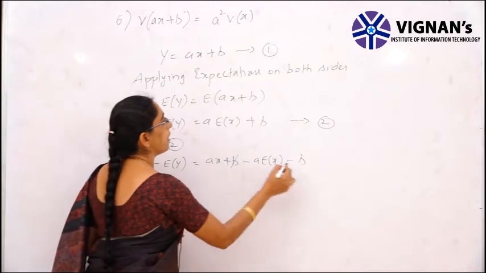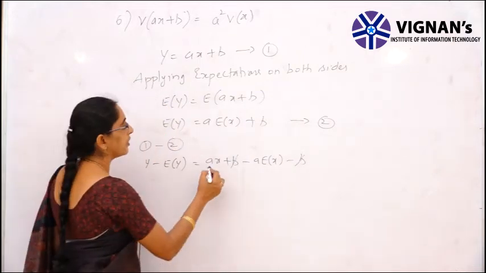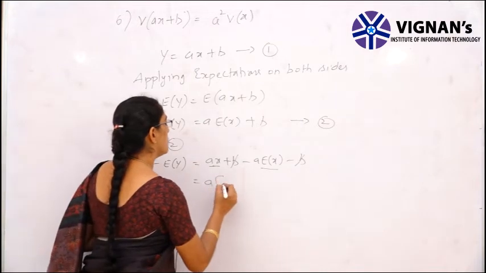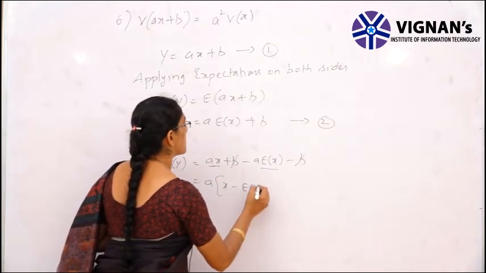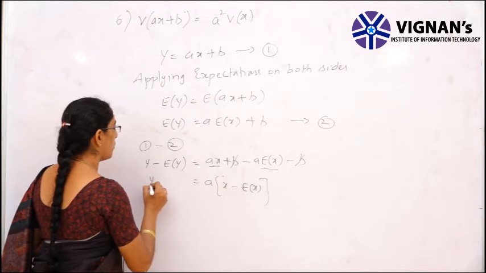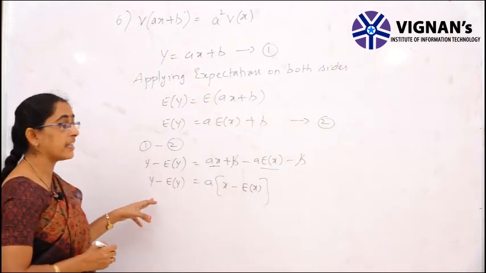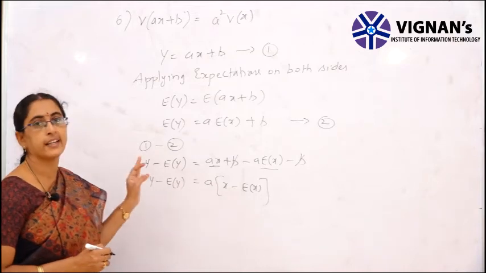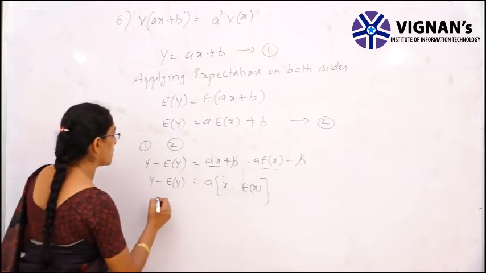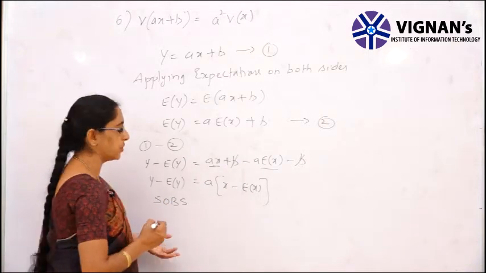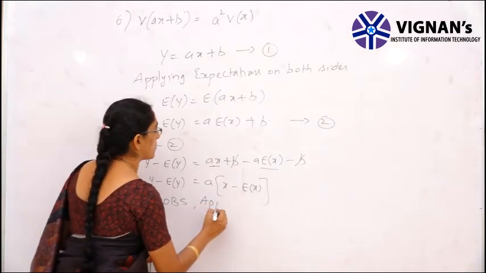So plus b minus b will get cancelled. Here we have ax, here we have a into e of x. Take out a common, so x minus e of x. So this is your y minus e of y. Now squaring on both sides and also applying expectations on both sides. For squaring on both sides, simply I am writing SOBS, which is very familiar to you, and also applying expectations.